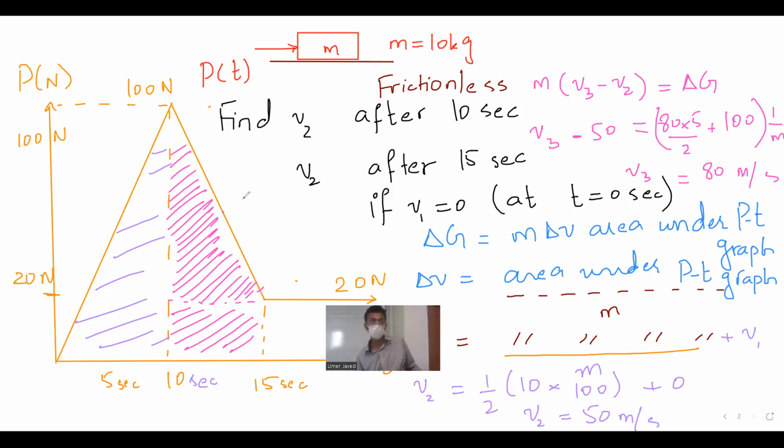The 100 came from 20 multiplied by 5, this rectangle 100, and 80 multiplied by 5 divided by 2 came from 100 minus 20 is 80. So height, and this is base is 5, 1/2 base into height. 1/2 5 into 80.